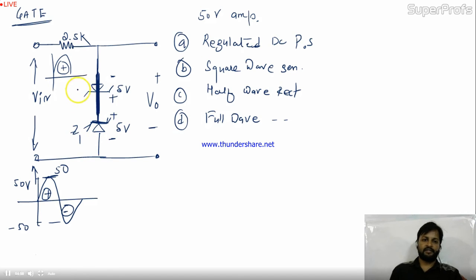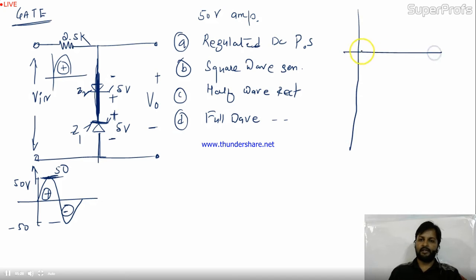So it is Z1 and Z2. This 50 volt is sufficient to break Z1, and once Z1 breaks, the voltage across it will be constant, and that is 5 volt. So in this branch we are getting 5 volt across Z1, and this is nothing but your output. So V0 is equal to 5 volt. Is it okay? So if I draw the waveform, this is your positive half, negative half of the cycle. The max value is given over here, 50.